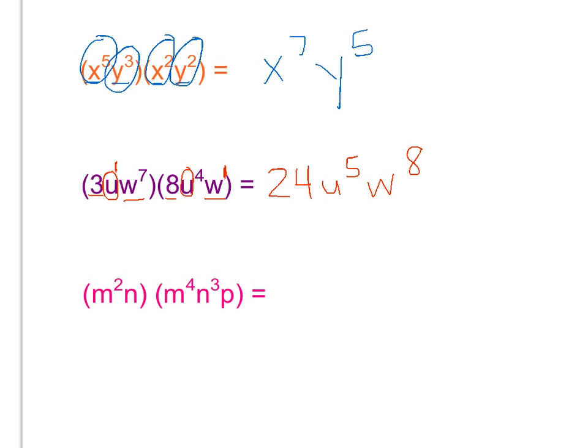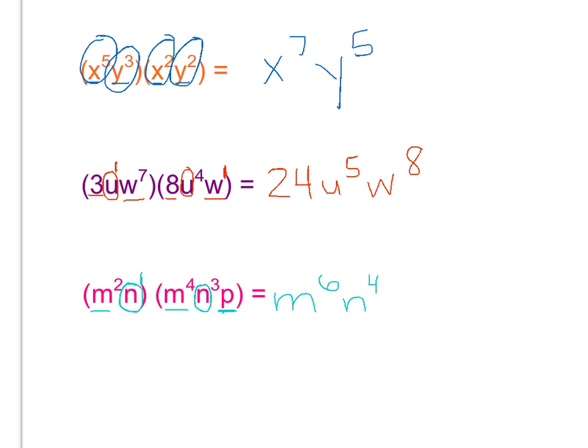Look for similar bases. So I have m and m. Since they're being multiplied, I'm going to keep that base the same and add the exponents. 2 plus 4 is 6. And then I also have a base of an n. Look at my exponents. The n would be to the first power. So n to the first power times n to the third power, add up the exponents, and I'd get n to the fourth.